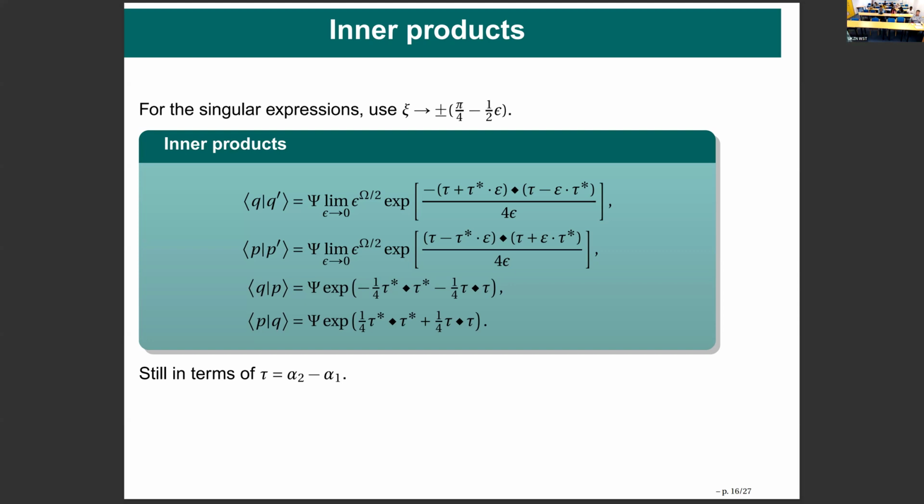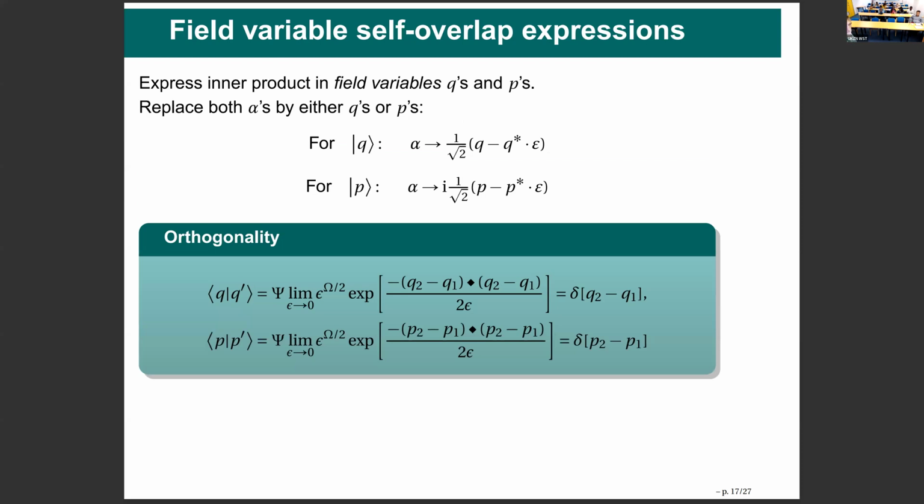Now, what I'm going to do is replace the taus, which are in terms of these parameter functions, in terms of the eigenvalues for my quadratures in terms of Q's and P's. And that is given like this. So if I work with Q's, my alpha needs to be replaced by a Q complex conjugate with a spin transformation, or the P like this with the I. And so when I do that, the self-overlaps become like this in terms of the Q's.